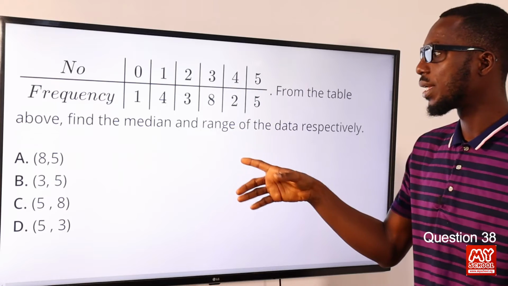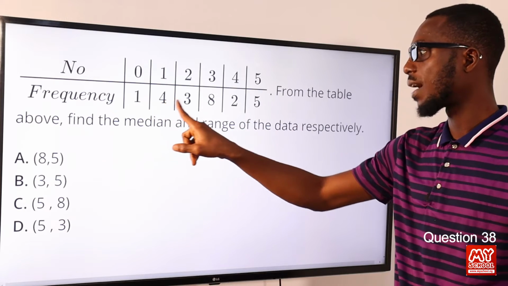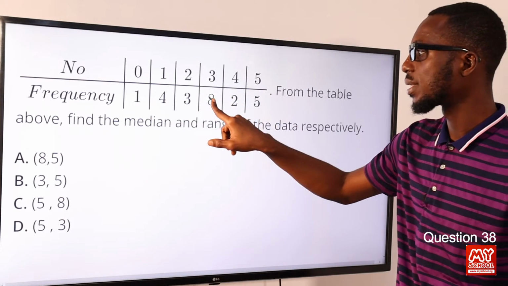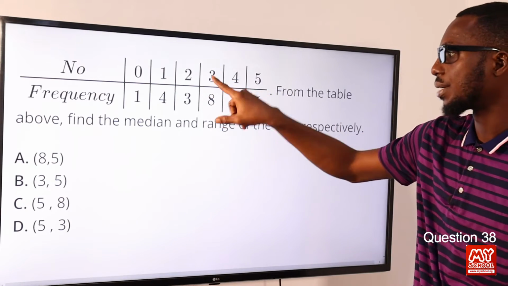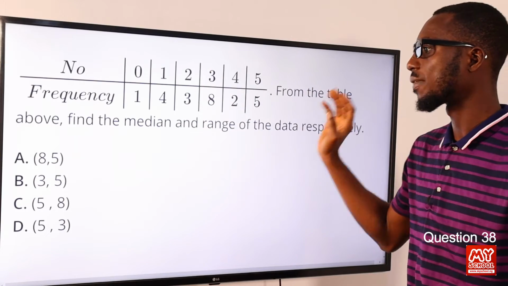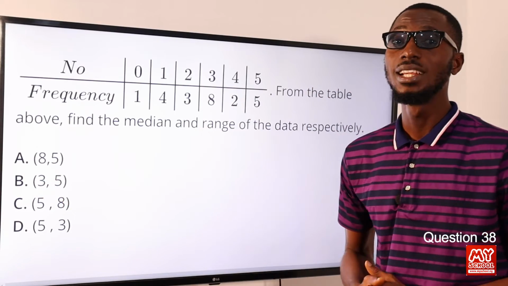So where does 12 fall into? 1 plus 4, that is 5. 5 plus 3, 8. 8 plus 8, 16. So 12 is found here, and that number is 3. So the median is 3, the range is 5. 3, 5. Option B is the correct option.